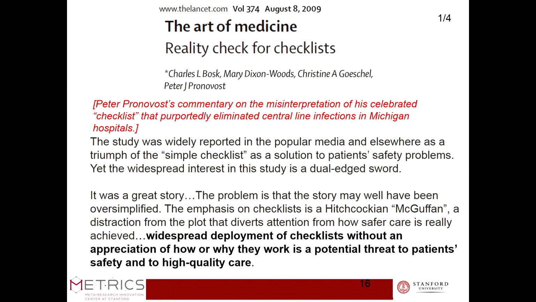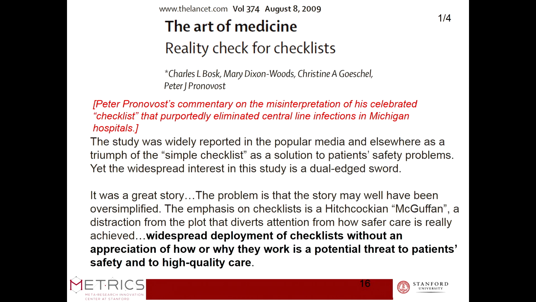It says, "The Art of Medicine, the Reality Check for Checklists." He said, "The study was widely reported in the popular media and elsewhere as a triumph of a simple checklist as a solution to patient safety problems. Yet the widespread interest in this study is a dual-edged sword. It was a great story. The problem is that the story may well have been oversimplified. The emphasis on checklists is a Hitchcockian MacGuffin, a distraction from the plot that diverts attention from how safer care is really achieved."